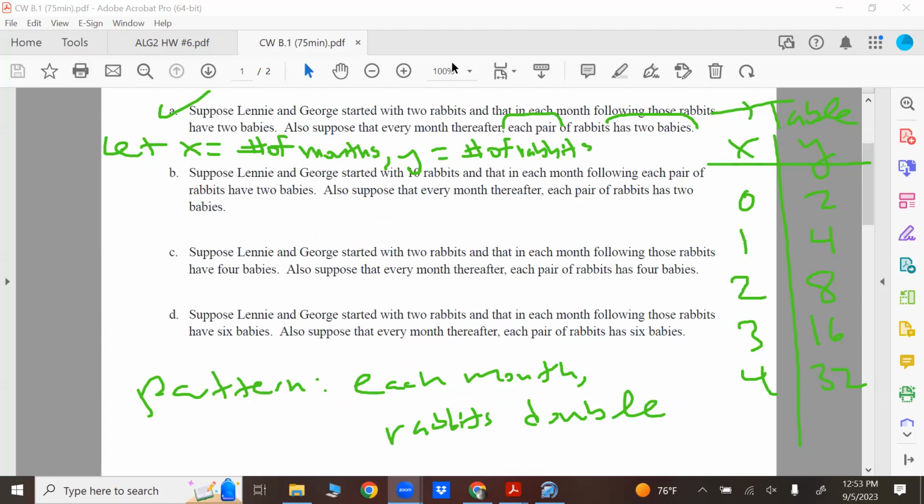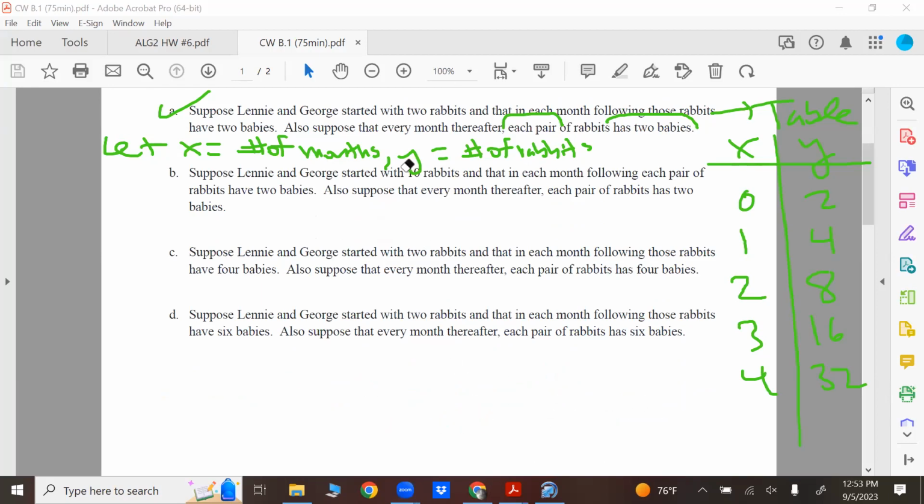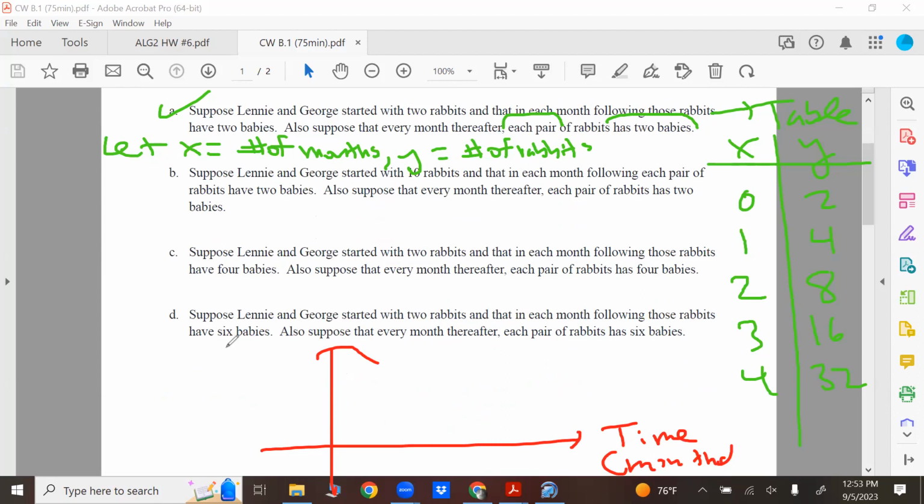Now, next up, we're going to do a graph. Let's do a graph. I'll do a graph down here. Let's go red. So what's the x-axis again? Time in months. And of course, y is going to be the number of rabbits. Okay, and then I'll just do this 0, 1, 2, 3, and what the heck, I'll do 4.